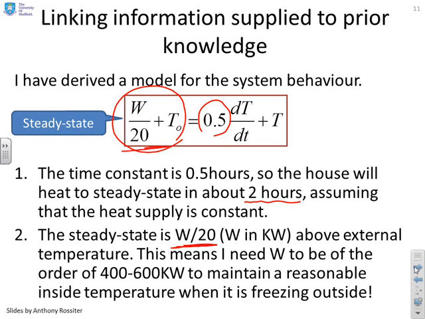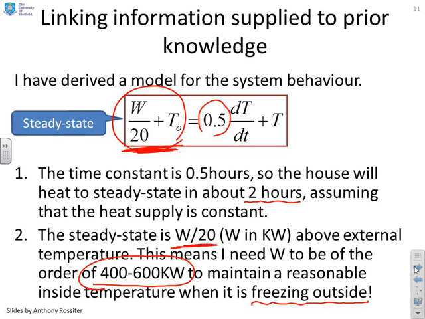You can see here's the steady state, W over 20 plus T0. So the distance above T0 is W over 20. Now, if you imagined it was freezing outside, so T0 was of the order of 0, and you want an internal temperature of around 20 degrees, you can immediately see that W needs to be somewhere around 400 to 600 kilowatts. Okay? So what have I done there?